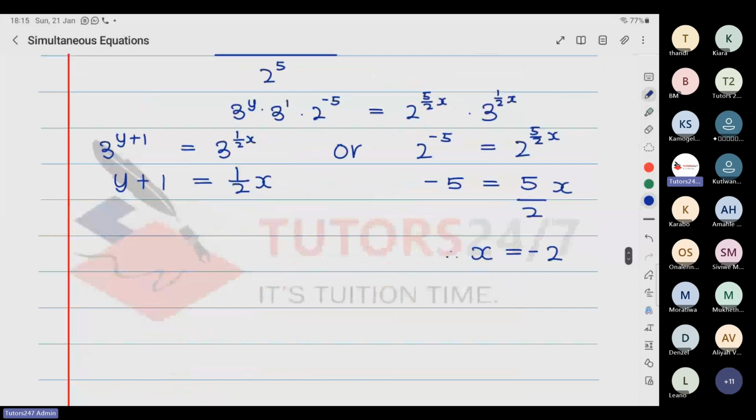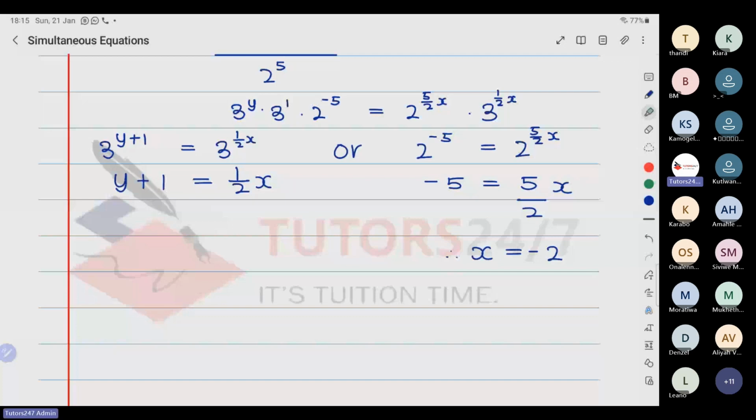Now we're going to take that x, substitute it into the equation on the left. So we know that x is -2. So where you see x, you just put -2. So y plus 1 is equal to 1/2 into -2. From here, we can put the left-hand side into our calculator and you should get -1.